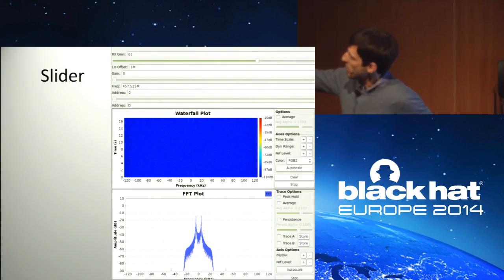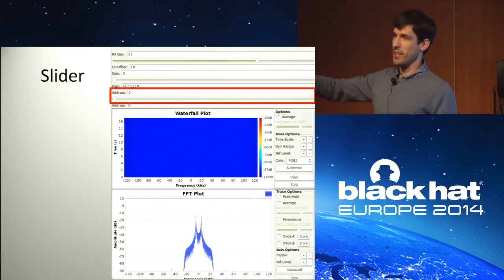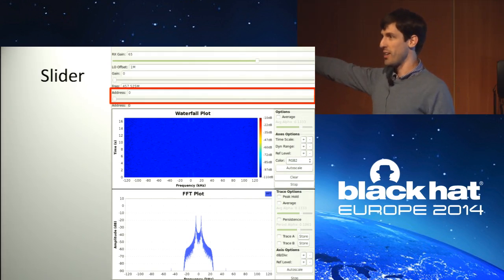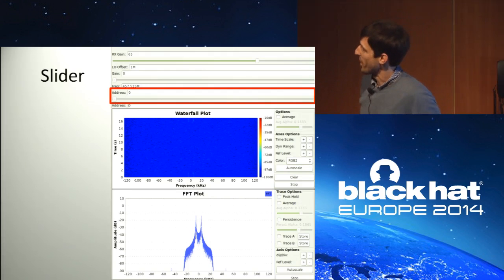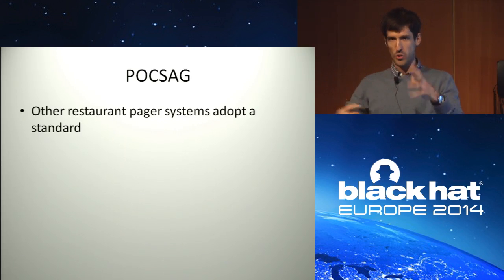And I added this little feature here, which is the slider. So, I didn't actually ever use this, but if you were to click and then hold down the right arrow on your keyboard, it would go through every single pager combination. And you can imagine how the kitchen would respond to that. So that's one system that was reverse engineered from scratch.